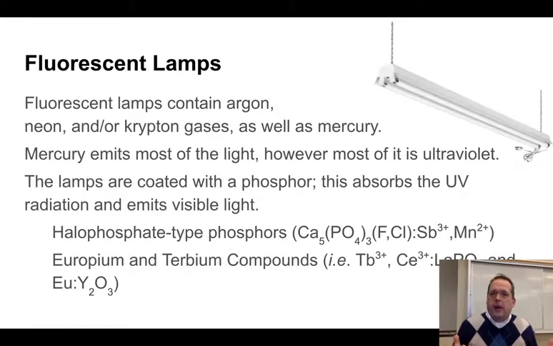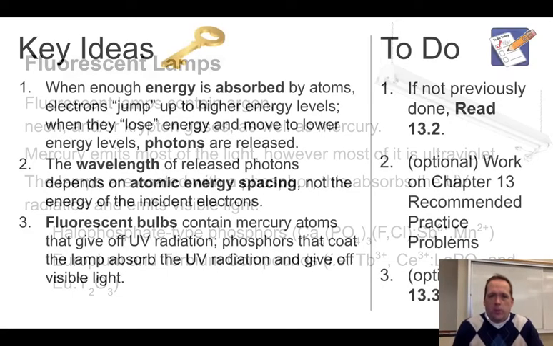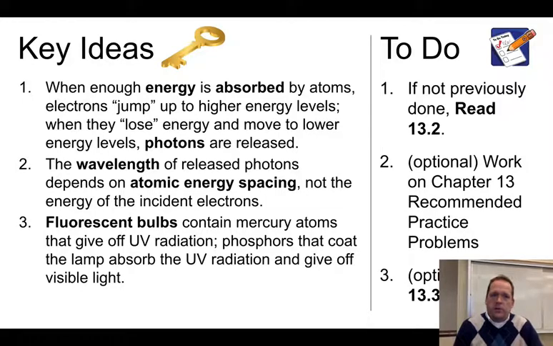Broadly, really complicated chemicals that would take quite a bit of chemistry to understand the whole structure of, but we want just the root idea that, again, these are materials that absorb ultraviolet and give off visible light, and that ultimately gives us visible light out of our fluorescent lamps. So that's what we wanted to talk about in this discussion.